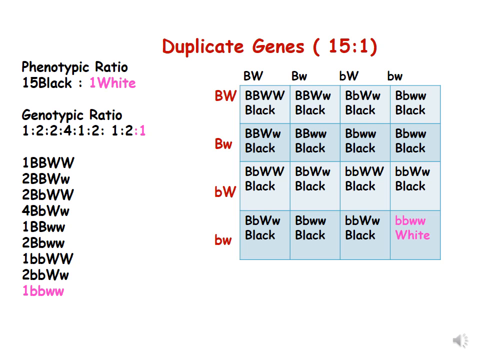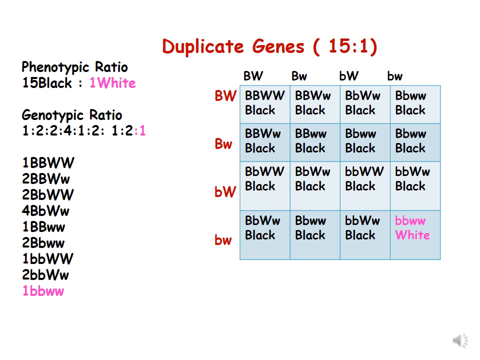So in duplicate genes, or qualitative inheritance, we get the ratio of 15:1. You can see in this checkerboard that all those genotypes which have any dominant allele will be black in color. Like in this checkerboard, you can see that there are 15 genotypes which have at least one dominant allele. So the presence of one dominant allele is sufficient to give it a black color, whether the dominant allele is capital B or capital W, it does not matter. The presence of one dominant allele is sufficient to give it black color.